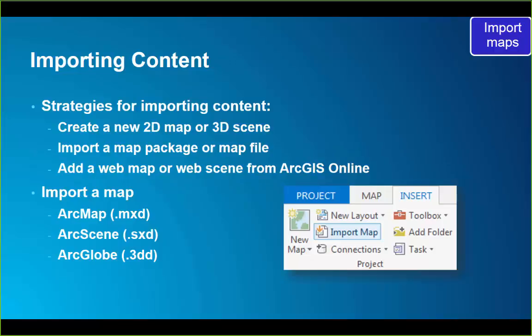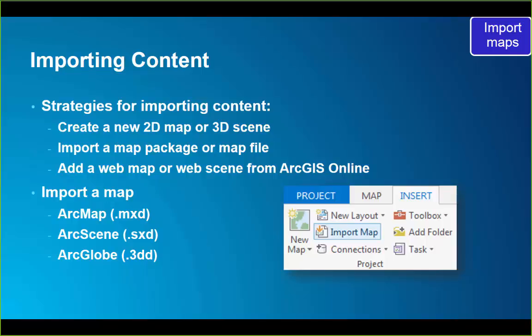Now, there are several strategies for adding a 2D map or 3D scene into your project. You can create a new empty map or scene directly into the project just by clicking on New Map from within the Insert ribbon, and that's what the screenshot on the slide is showing you. You can also import ArcGIS Pro map files that were created from another project or other map packages. So there's lots of different ways to bring content in. In fact, given that you're connected to ArcGIS Online, you can even add a web map or a web scene and use that as a map within your project.